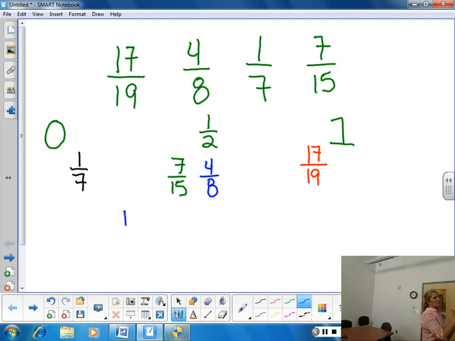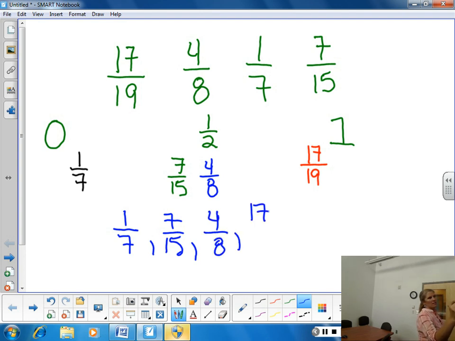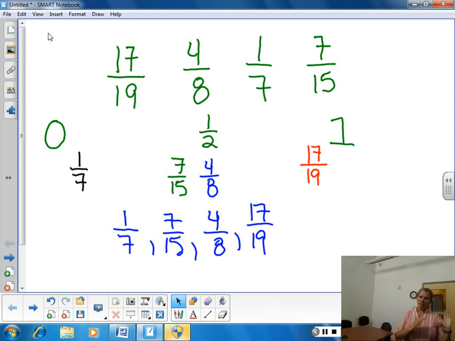So from least to greatest, I have 1/7, 7/15, 4/8, and 17/19. And that's how you can order fractions, by just deciding whether they're closer to 0, closer to 1, closer to 1/2, and putting them in line there.